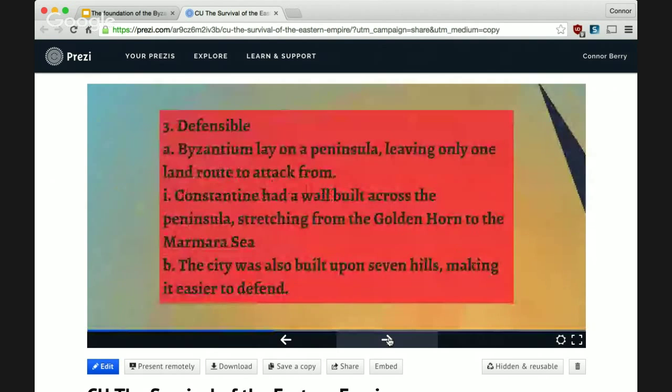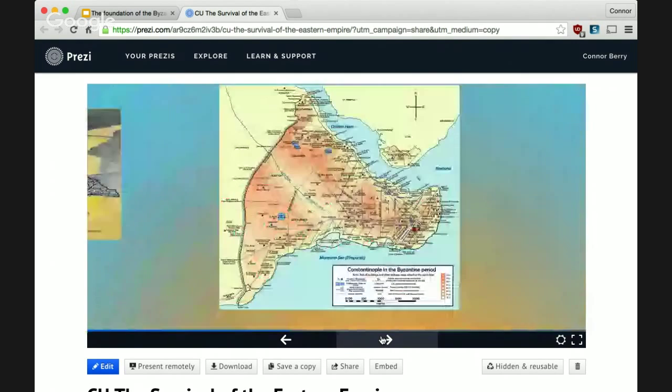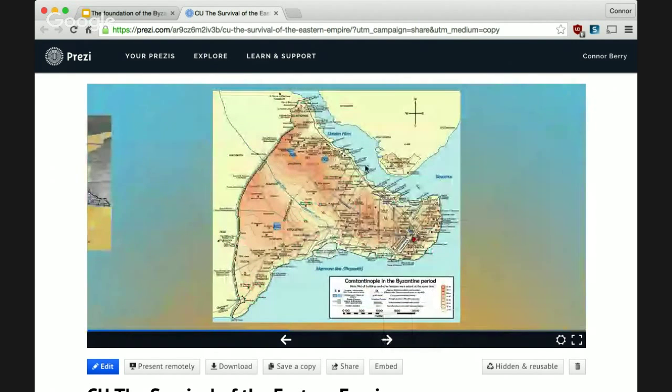Also, it's very defensible. It's on a peninsula. And a peninsula is a little bit of land that sticks out into the water. So on three sides, it's surrounded by water. On one side, there's land. So there's only one way to attack from, unless you came by sea. Constantine also had a wall built around the peninsula so that it is completely defensible. It was also built up on hills. The 7 hills in this area is where it was built, meaning it's very easy to defend. You can see a little image of it right here. So this is the strait that we were talking about right there.